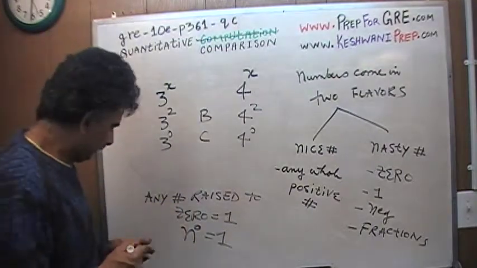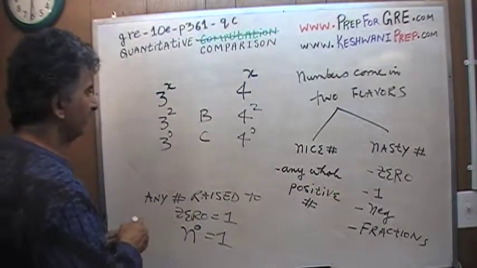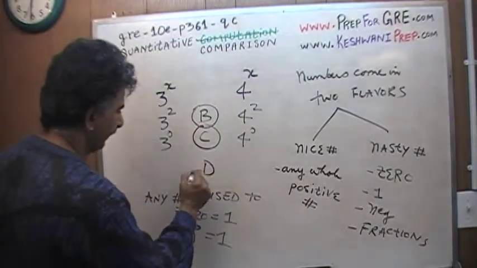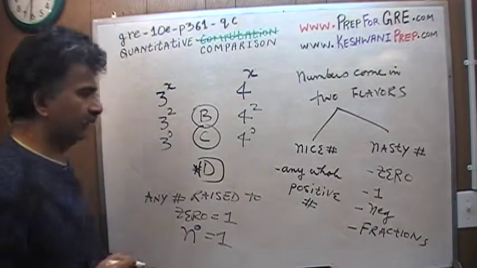As you can clearly see, we have a conflict. Before we had B, and now we have C. We have a conflict, and therefore the correct answer is D. That's it. Correct answer is D.